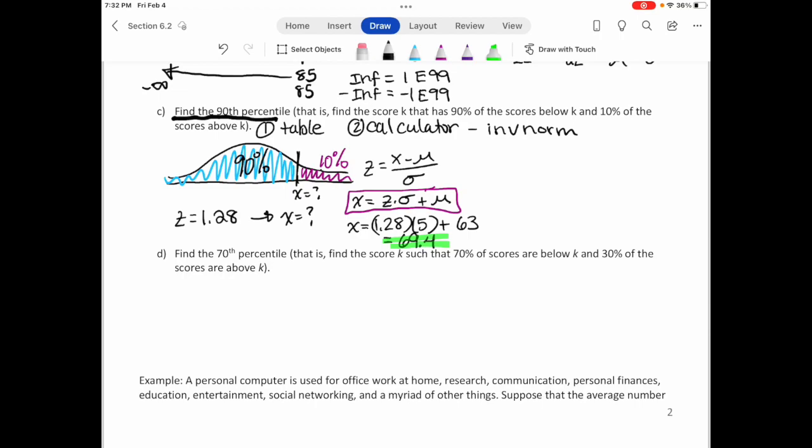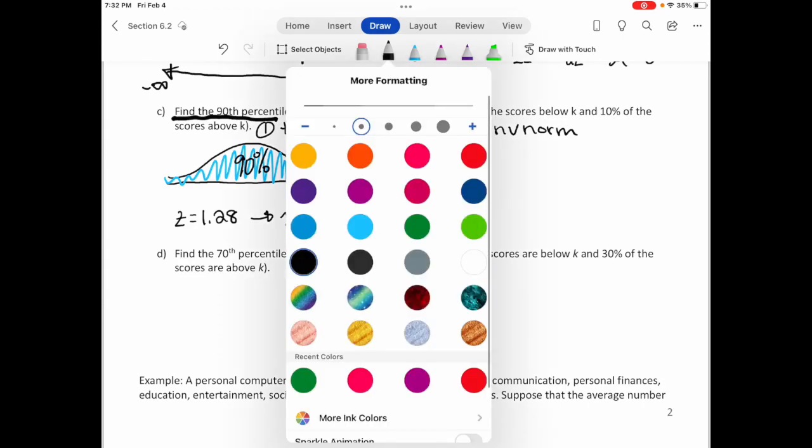Remember, the question asked to find the 90th percentile. So the 90th percentile means if someone gets a score of 69.4, then they're in the 90th percentile, meaning they scored higher than 90% of everybody else. And then only 10% scored higher than they did.